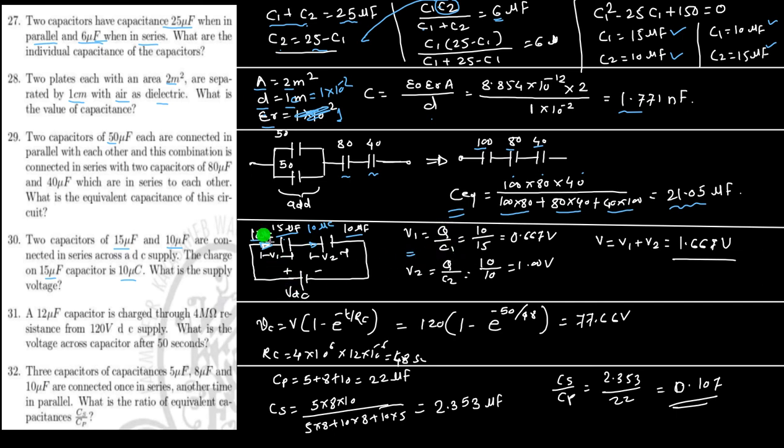So V1 is equal to Q divided by C1. So 10 micro divided by 15 micro, it gives you 0.067 volt. And what is the V2 voltage? V2 is equal to Q upon C2. So 10 upon 10, it is 1 volt.